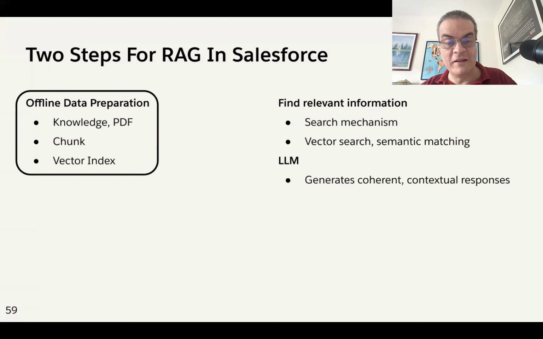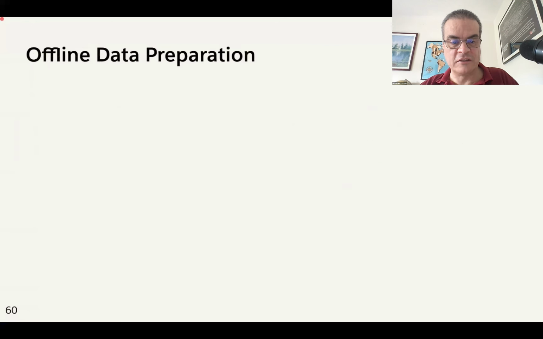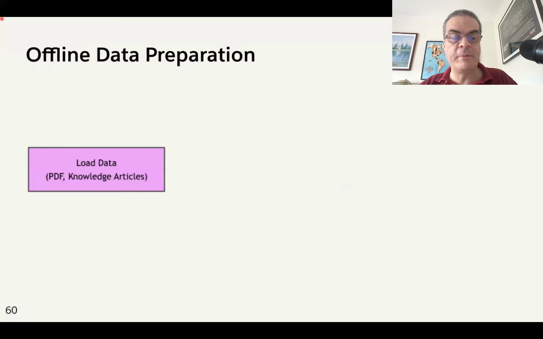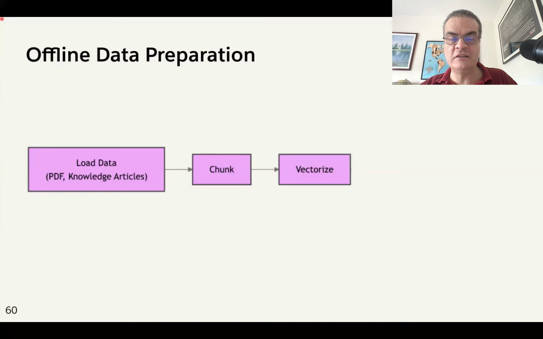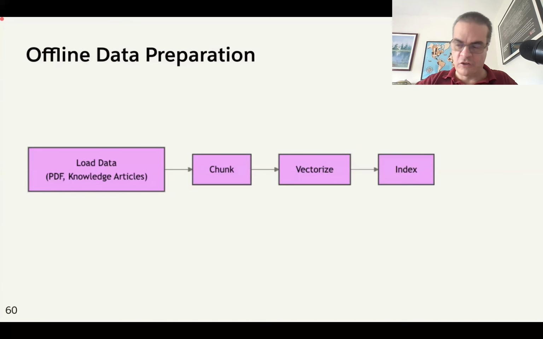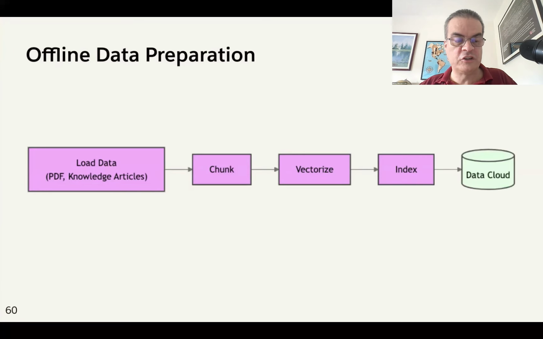All right. At this moment right now, we're going to talk about the offline data preparation. That's going to be in the next exercise. So what is going to happen is we're going to load the PDF. In our case, we're going to do a PDF. We could also do knowledge articles. And then it's going to be chunked, vectorized, and indexed. Those things are done by Data Cloud automatically. As soon as we load the PDF, everything starts running. And all the results are going to be stored in Data Cloud.